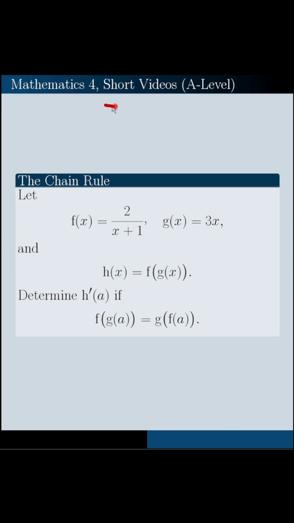Hello, in this short video I'm going to solve the following A-level problem. Let f of x be this function and g of x be this function, and we know h of x equals f of g of x. We want to determine h prime of a if we know f of g of a equals g of f of a. Pause the video at this point and give it a try.